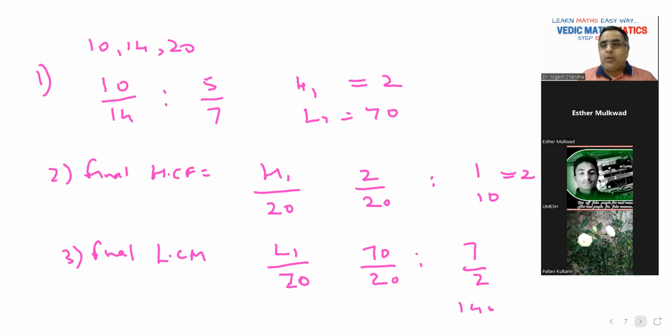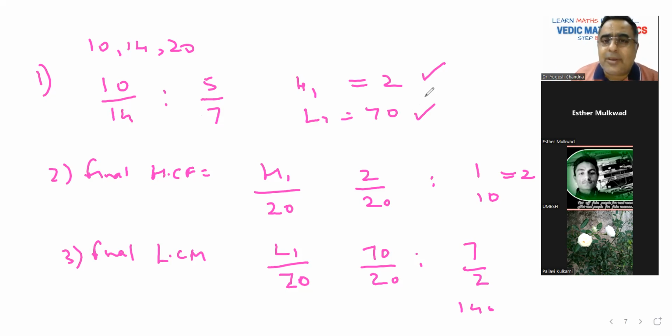Now suppose there are 3 numbers, 10, 14, 20. How do we solve it? First I took two numbers, 10 and 14. I can take 10 and 20 also. You can take any 2 numbers, right? So 10 and 14 means 5 and 7 after reducing. So H1 becomes 2 and L1 becomes 70.